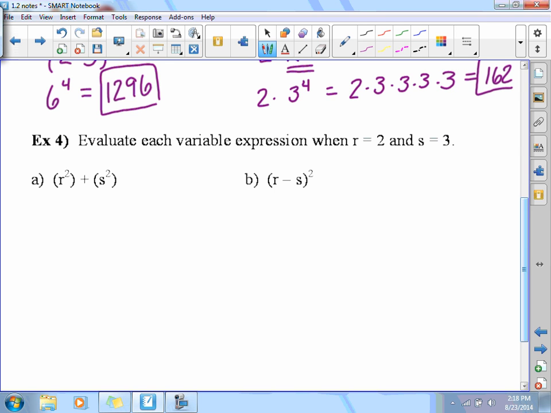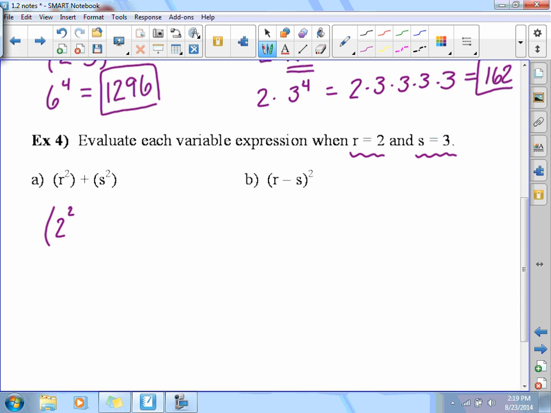Here we're going to be told that r has a value of 2 and s has a value of 3. So now we're just going to substitute 2 values in for the variables. And we got to watch for those parentheses. So in part A, I have r squared in parentheses, and r has a value of 2.